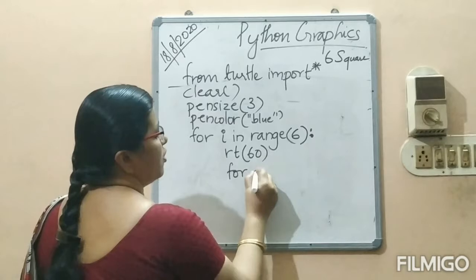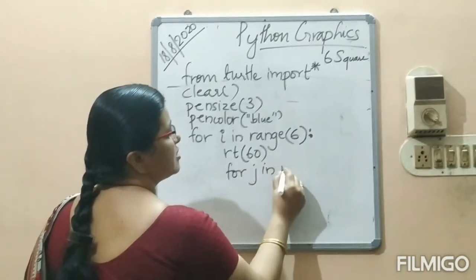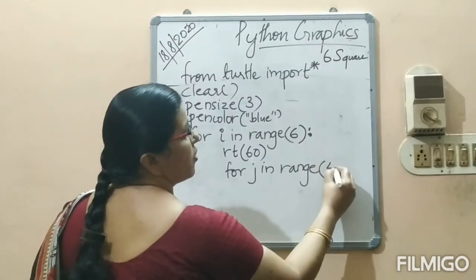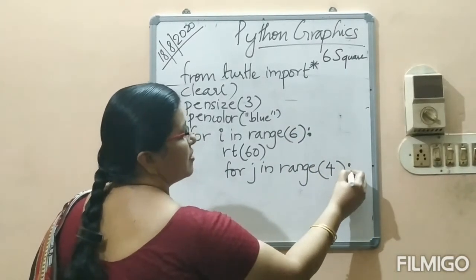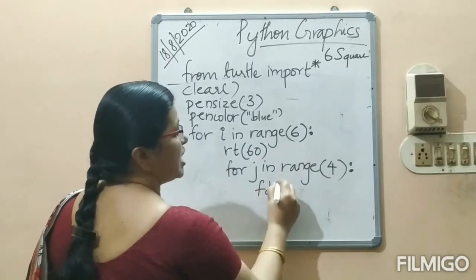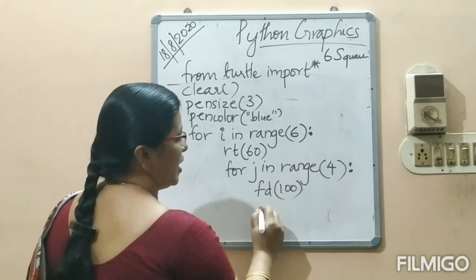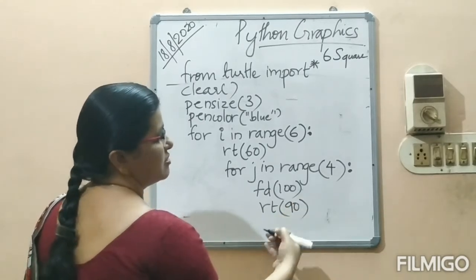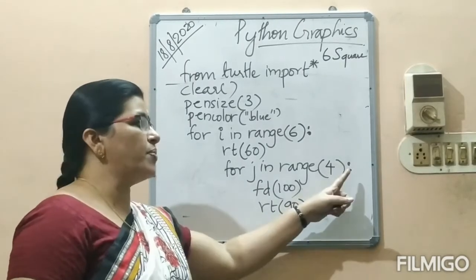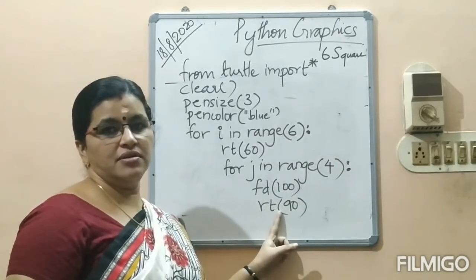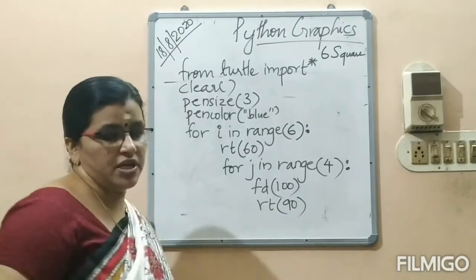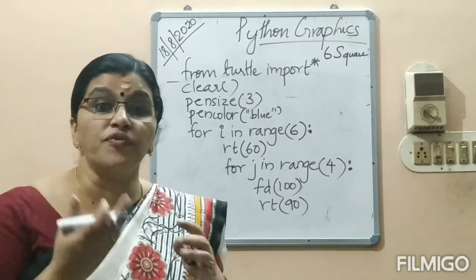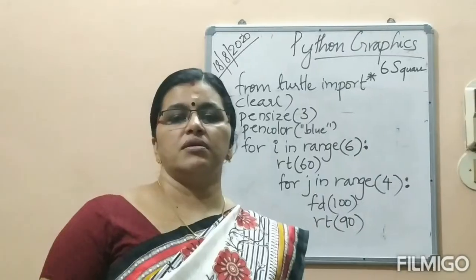After that, the second loop for J in range. What is the second loop for? What you are going to draw? That is square. For drawing the square, FD is required. 100, RT 90. Why 90? 360 divided by 4, 90. The program is finished. In today's class, we are learning how will you fill color inside that pattern.